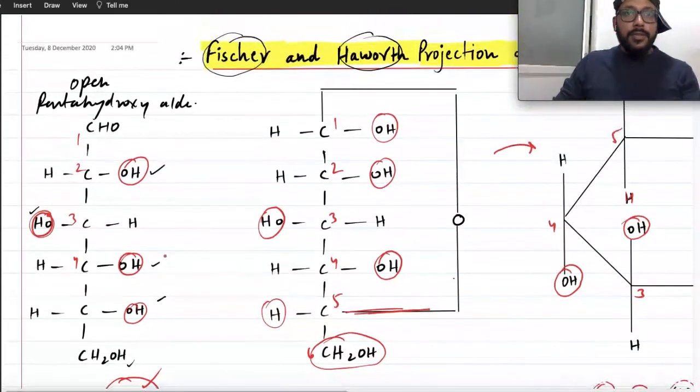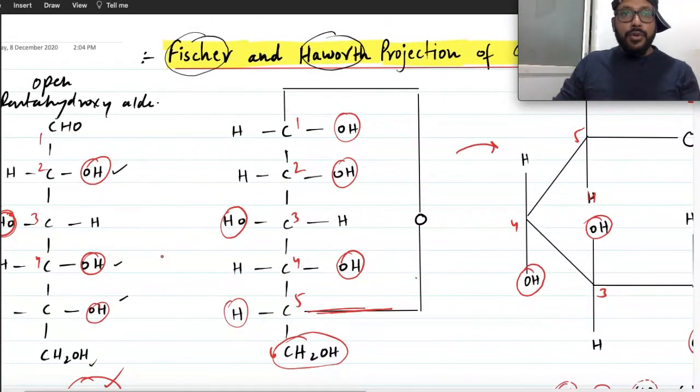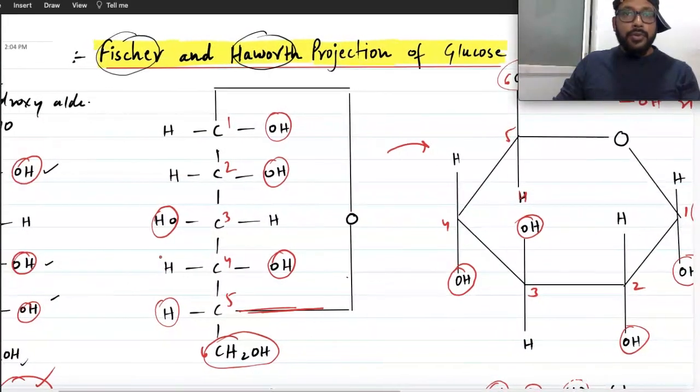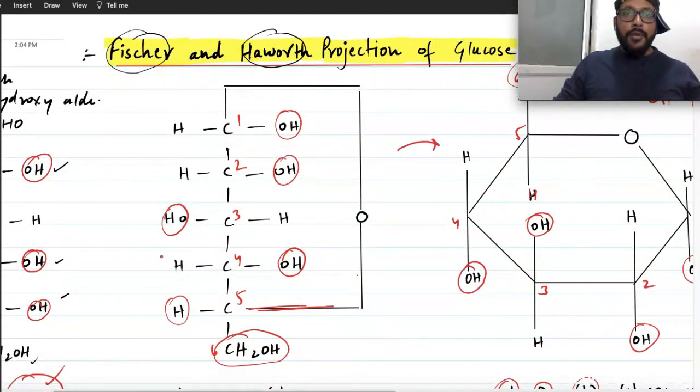So this is the full explanation of glucose and fructose, the Fischer and Haworth projection of glucose, the Fischer and Haworth projection of fructose.